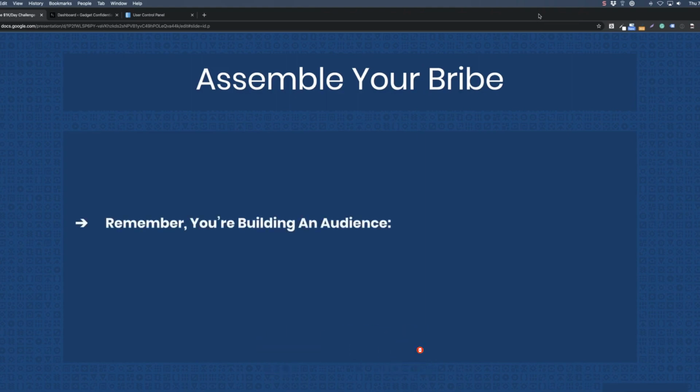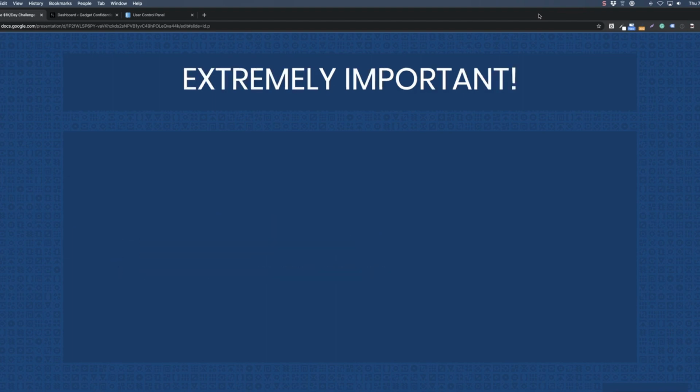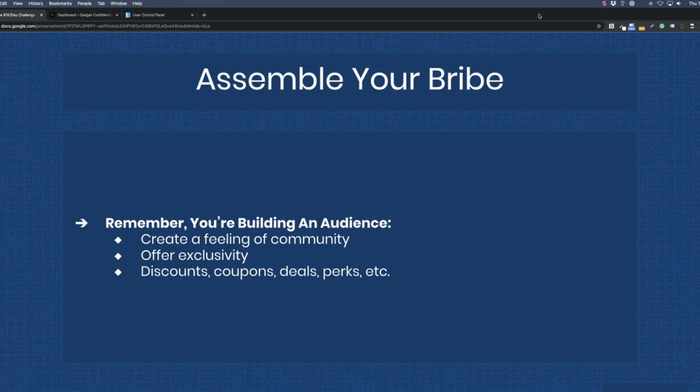The biggest thing to remember is that you're building an audience here. Even though we are going to be creating separate opt-in forms for each product you're promoting, you don't want to forget that you're still building an audience. So you want to create a feeling of community. Offer some kind of exclusivity, some kind of discounts, coupons, deals, perks, etc. If you're selling mostly information, you can offer insider information, something that makes them feel like they're part of something bigger than them, but is also giving them exactly what they want.